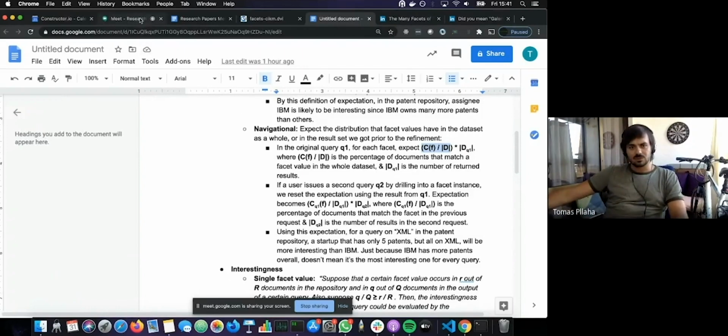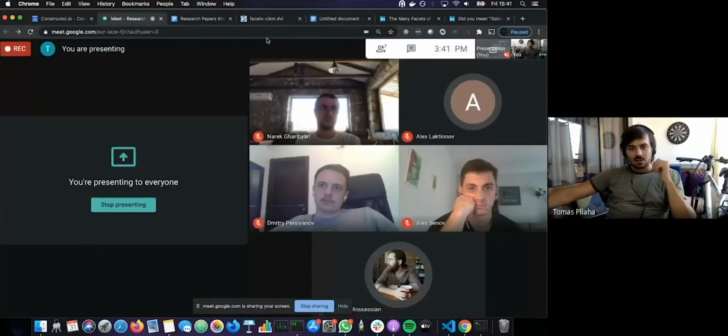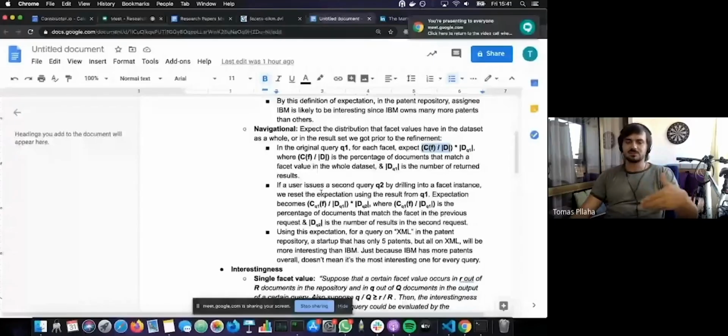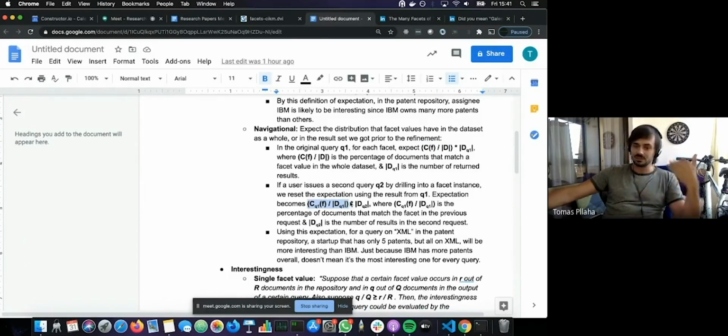Does it make sense? So we expect in the original query the facet distribution to be the same as the distribution in the whole data set. When the user issues a second query, this will explain why it's called navigational, by drilling into selecting a facet, we reset the expectation using the results from the previous query. So when calculating the percentage, instead of taking the percentage of matching documents across the whole data set, we take the percentage of matching documents in that previous query.